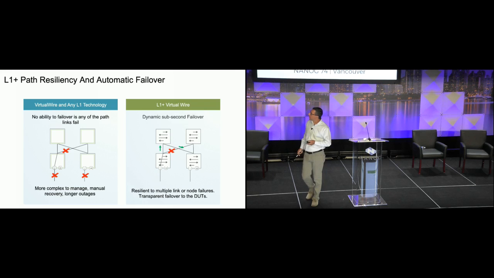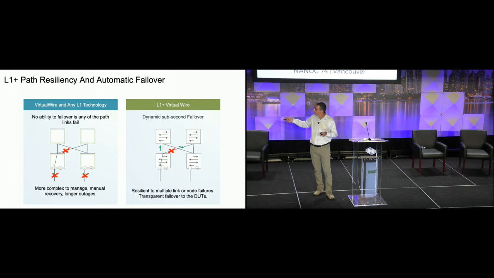Path resiliency, right? And automatic failover. Like I said before, if your DOT fails or a link fails or a spine fails, anything in the path fails, you're done. It's all about figuring out manually how to reconverge. An operator needs to go there and try to find a new path through this fabric, right?